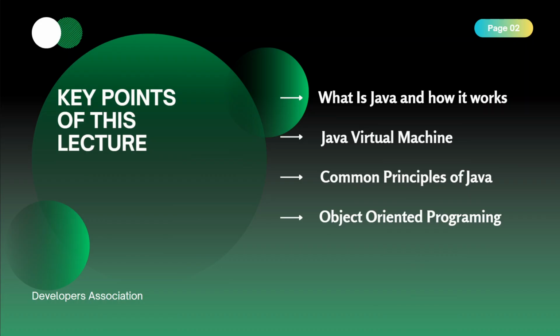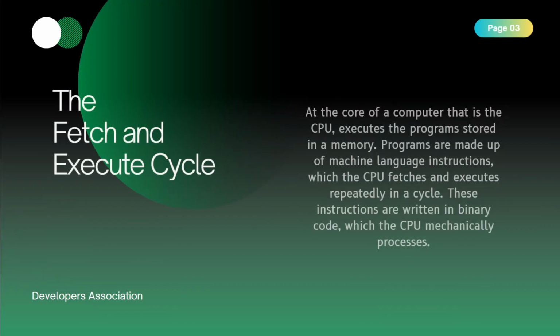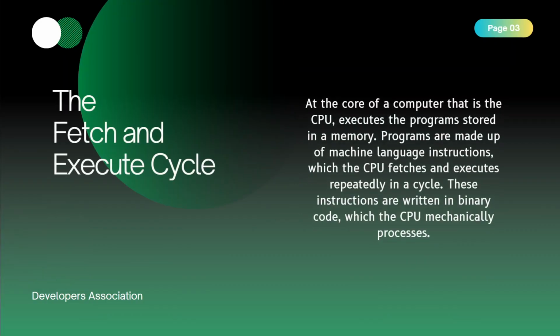Java works by compiling source code into bytecode, which is then executed by the Java Virtual Machine (JVM). Compiling of the source code is done by the Java compiler, which then executes the Java code. Java follows a cycle called the fetch and execute cycle. At the core of a computer, the CPU executes the program stored in memory. Programs are made up of machine language instructions which the CPU fetches and executes repeatedly in a cycle. These instructions are written in binary code, which the CPU mechanically processes.